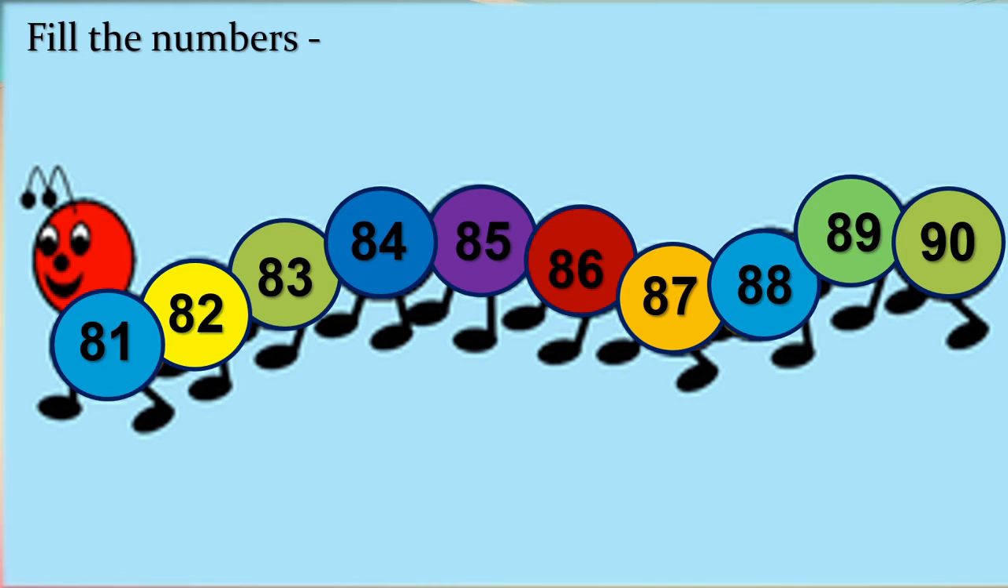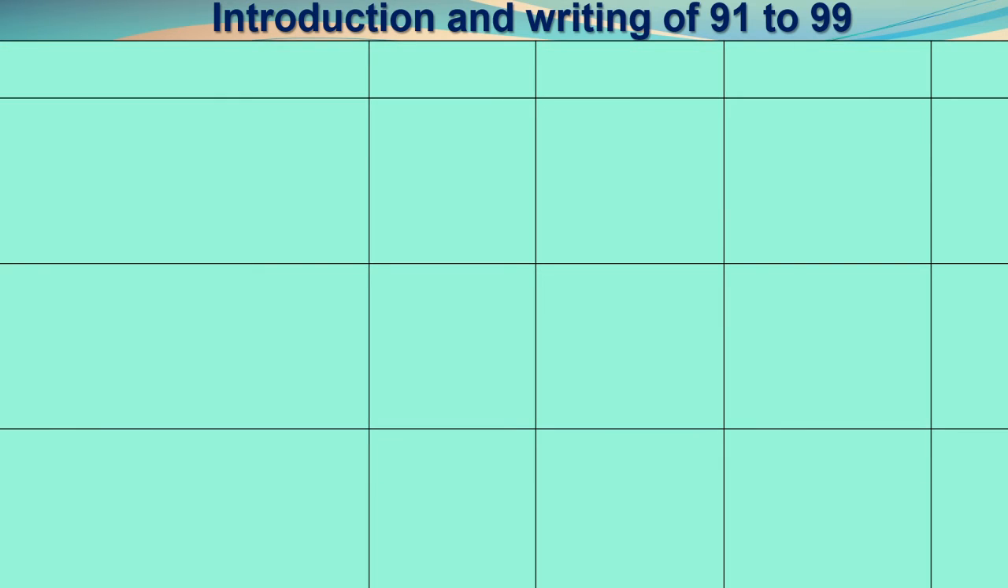Caterpillar is very happy. Yes, it will move to its home. Now dear children, this is our second topic: introduction and writing of 91 to 99. Again we will make a table. Again we will take some objects. Here we will take the bundle of matchsticks again.